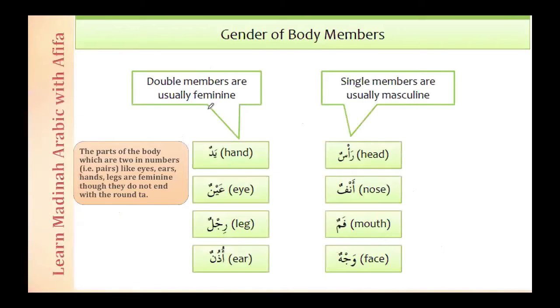This is just showing you how the double members are feminine. Yadun, ainun, rijlun, udunun. These are double, so that's why they are feminine. And singular body members are masculine. For example, ra'sun, anfun, famun, wajhun. Wajhun is face. Famun is mouth. Anfun is nose. Ra'sun is head. Yadun is hand. Ainun is eye. Rijlun and udunun.